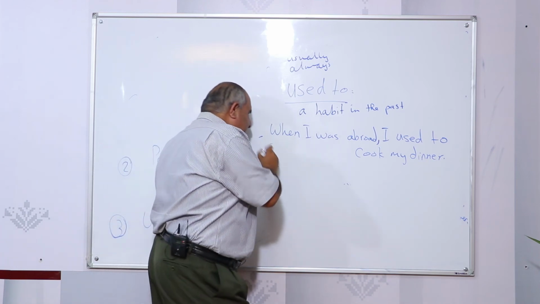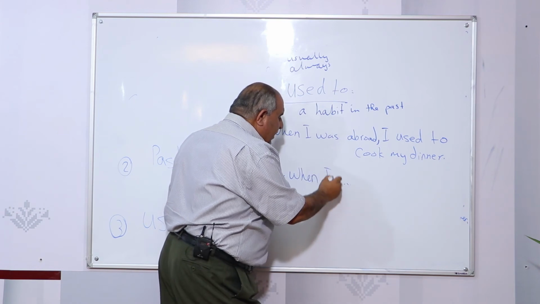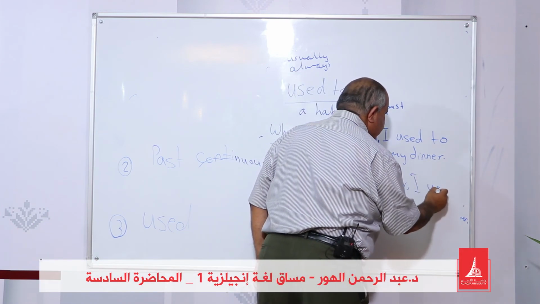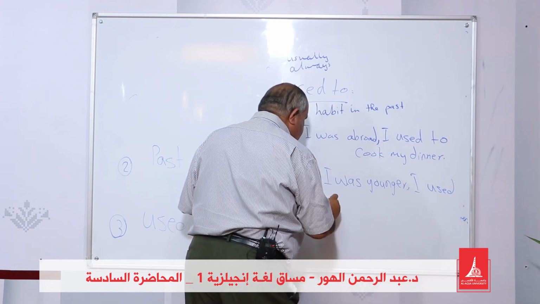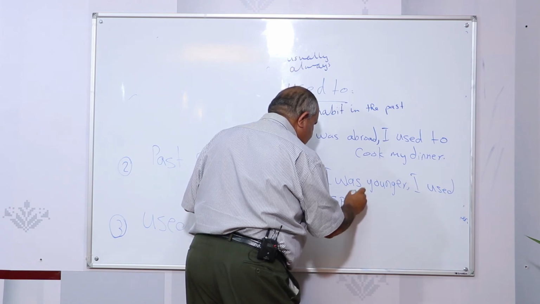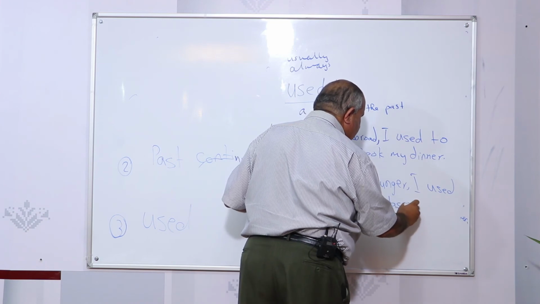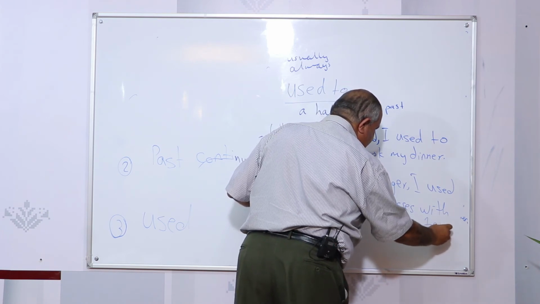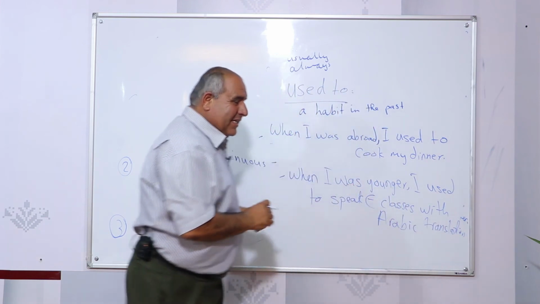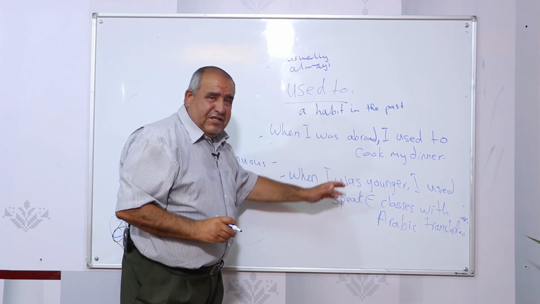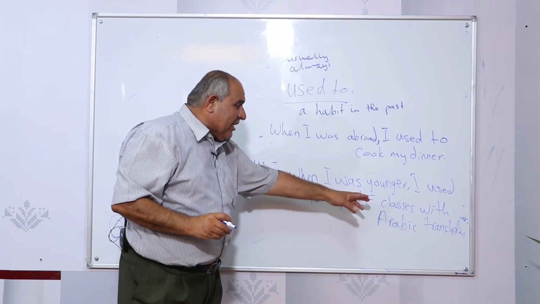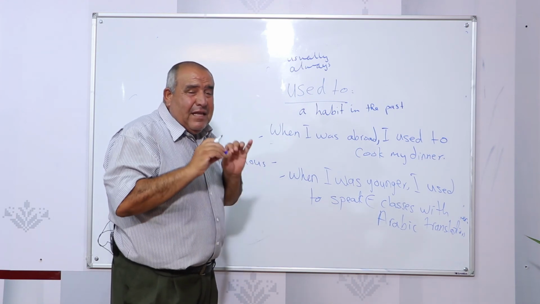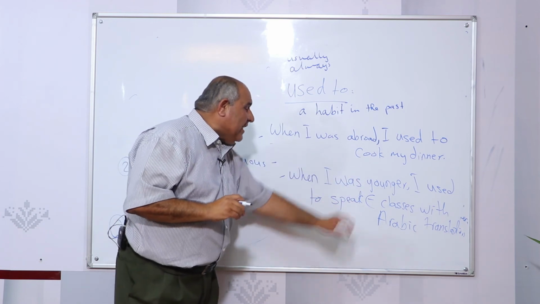Now, another example. When I was younger, I used to speak English classes with Arabic translation. Definitely, we understand from this that when I was younger, before 20 years maybe, I used to speak English classes with Arabic translation. But now I do not include any Arabic. It means and implies that these days I do not include any Arabic translation with my speaking.